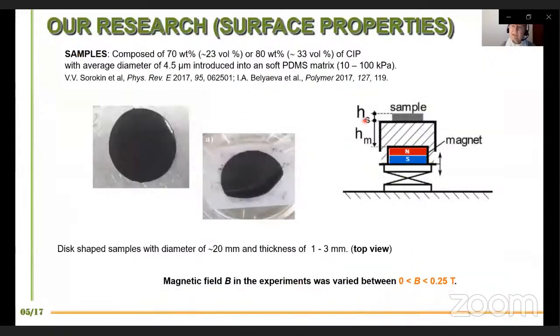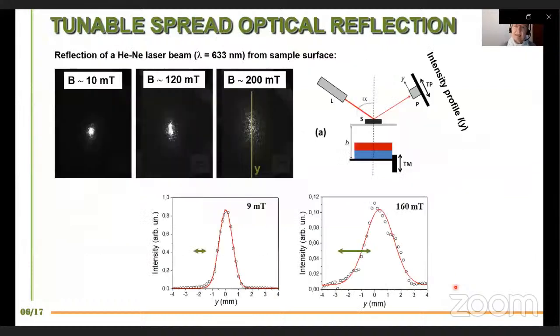So here I would like to switch now to our research. We are using, as I already mentioned, carbonyl iron in the PDMS matrix. The typical concentration that we are using is 70 to 88% of microparticles, and the recipe for the preparation has been fabricated for some years. The samples have the shape of a disc with a diameter of 20 millimeters and a thickness of a few millimeters. We apply the magnetic field by simply using a permanent magnet, which is moved by a translation stage closer to or farther from the sample. This way, we can change the magnetic field between about 0 and 1/4 Tesla.